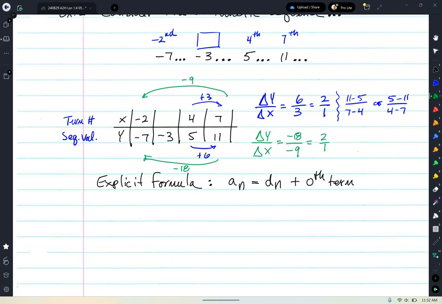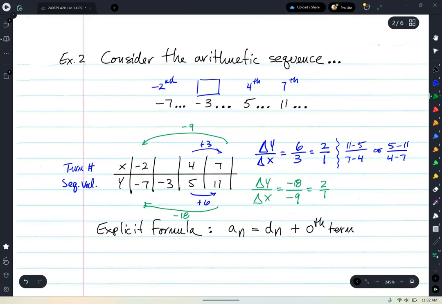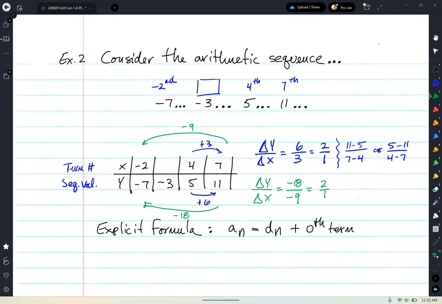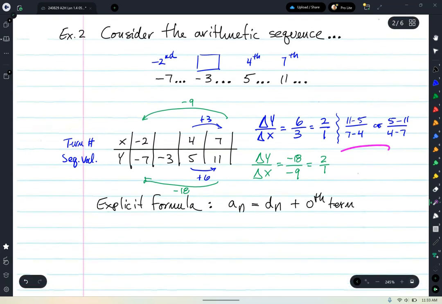Still 2 over 1. Okay, now, I told you to consider the arithmetic sequence. What if I just said consider the sequence? Could you prove that it is in fact arithmetic since you don't have consecutive terms? You could, because the ratio of change is the same. And if the ratio of change is the same, then it must be an arithmetic sequence. So I really could have just said to you, consider the sequence, and the first question would prove that it was arithmetic. And again, we could do the same thing over here.